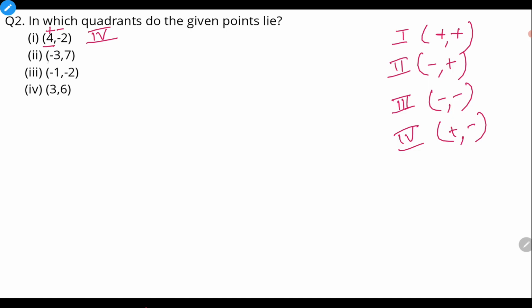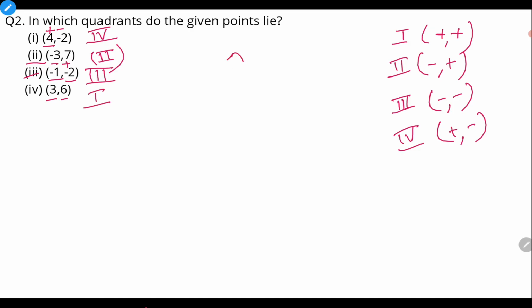Okay, in the second one, x is negative, y is positive. So x negative and y positive, second quadrant. In the third one, both are negative, so third quadrant. And in the last one, both are positive, so first quadrant.